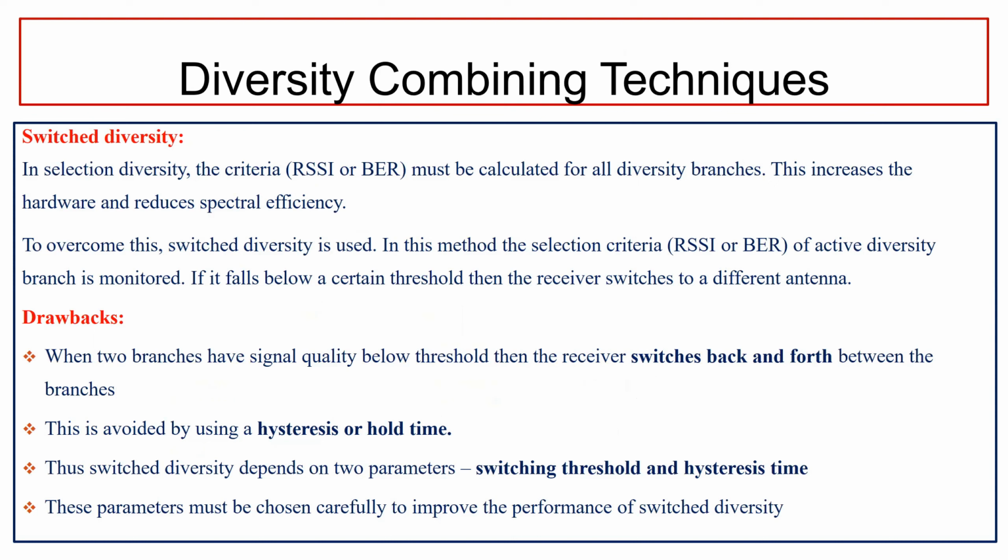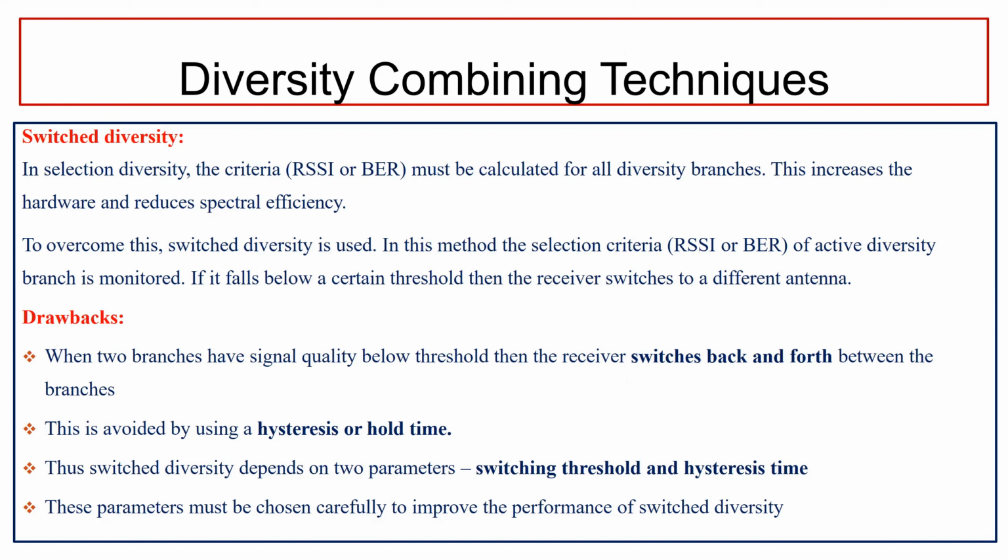The criteria, RSSI or bit error rate, must be calculated for all the diversity branches. This increases the hardware and reduces the spectral efficiency. To overcome this, switch diversity is used. Switch diversity means the selection criterion of the active diversity branch is monitored, either RSSI driven, whichever is dominating, that will be selected. For that, it uses a threshold level. If the signal falls below the threshold, the receiver switches to a different antenna.